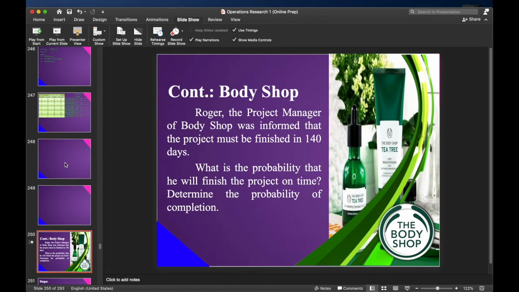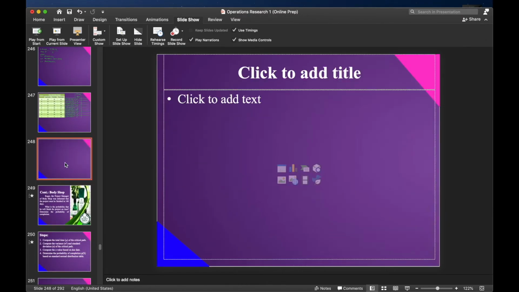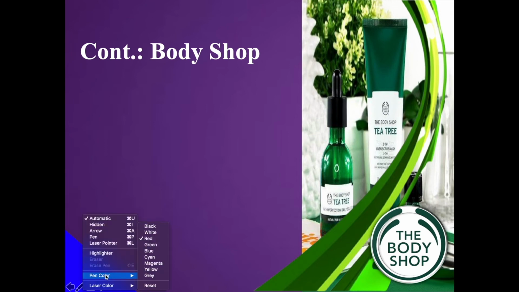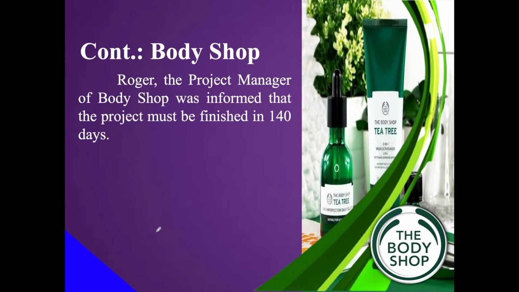May sobra akong slide. Burahin natin yung sobrang slide. Okay, kaso hindi pa tapos yung problem. Meron pa daw continuation si Body Shop. Sabi niya dito, Roger, the project manager of Body Shop, yung kanina din ito, was informed that the project must be finished in 140 days.